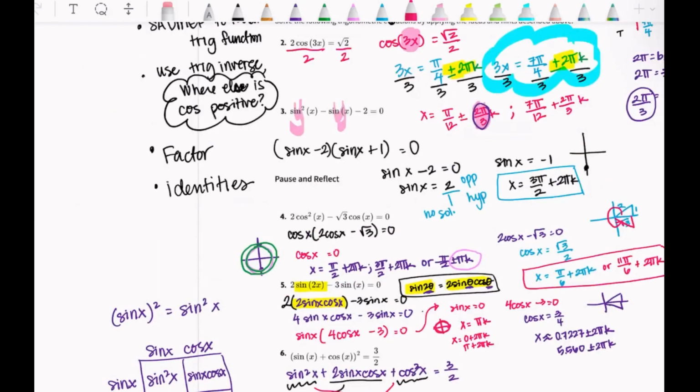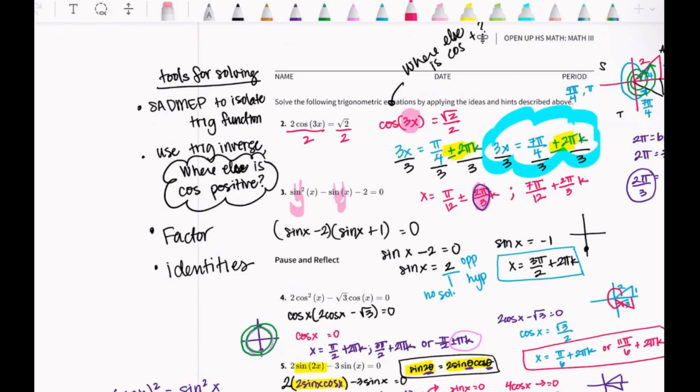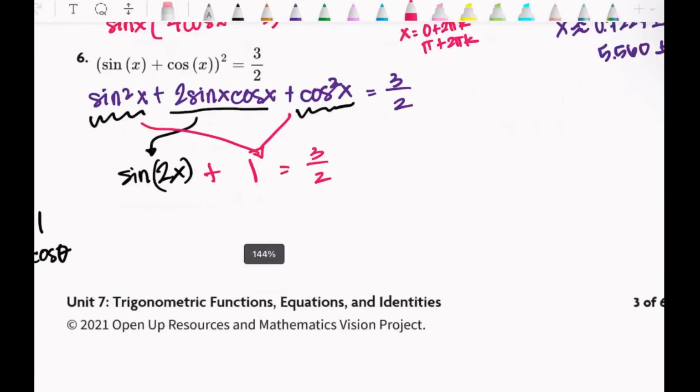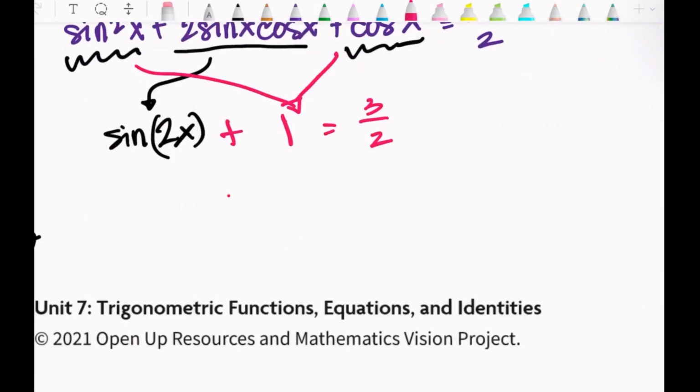Now, if you look, I'm going to go back to my tools and try to SAD map. Okay, so here's me SAD mapping. I'm going to subtract 1. So I get sine of 2x equals, if I take 3/2 and I subtract 1, that's going to be 1/2, right? 1.5 minus 1 is half.